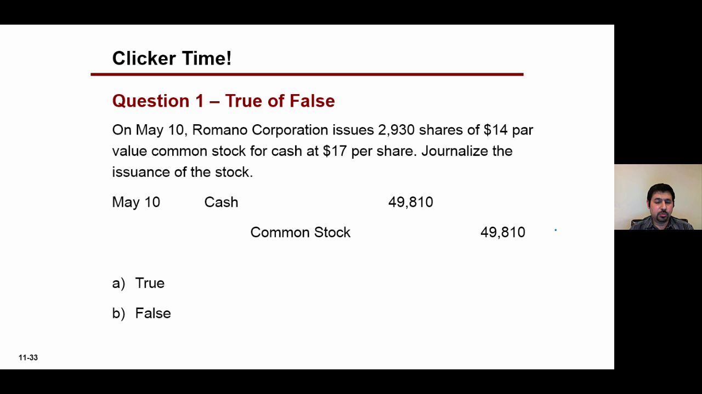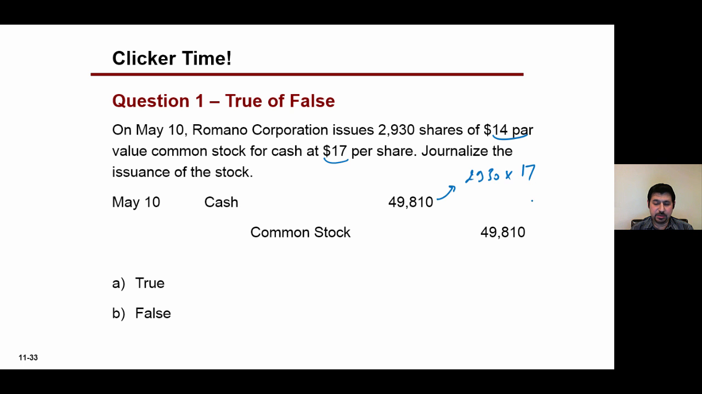On May 10th, Romano Corporation issues 2,930 shares of $14 par value common stock for cash at $17 per share. So the par value is $14. The market price is $17. We need to make the journal entry. In this case, is this answer correct or no? Cash will be debited for 49,810. This is basically 2,930 multiplied by $17.